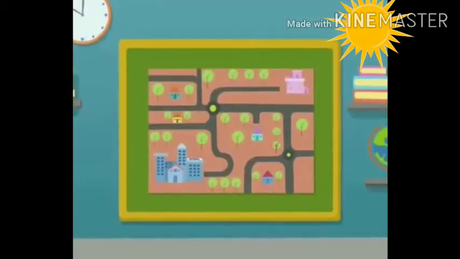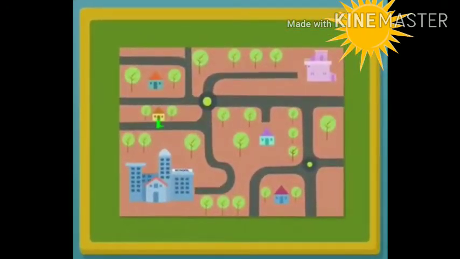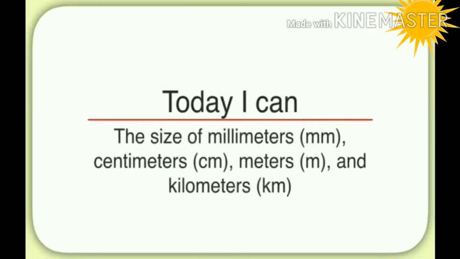It is also used to measure distances. For example, distance from your home to school, distance between two cities or countries. Sizes of millimeters, centimeters, meters, and kilometers.